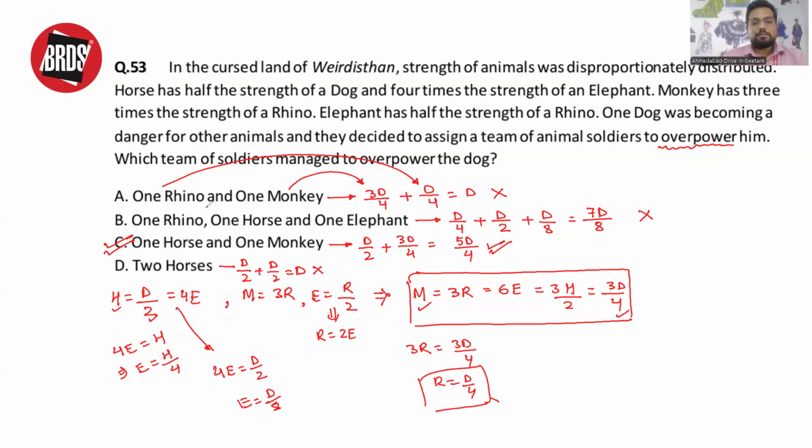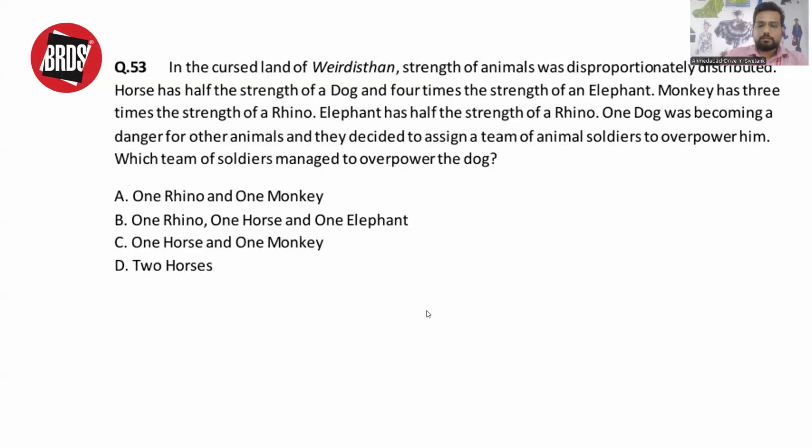So I do hope you got your answer for this particular question. If you had faced any doubt, first of all, form the whole equation correctly: monkey to rhino, rhino to elephant, elephant to horse, horse to dog. Then, using the details given to you, get the values for the rhino, monkey, horse, elephant, and make the equation in the form of dog. It should not be equal to 1D, it should be more than 1D, and that is there in option C. So that's how we can attempt this question number 53. Moving ahead to the next question, question number 54.